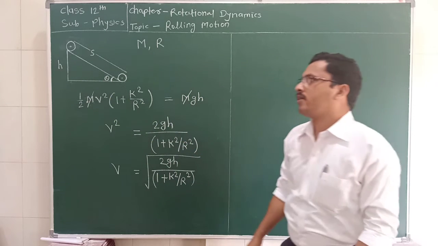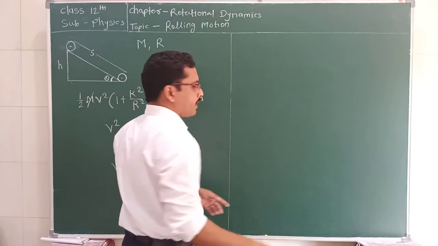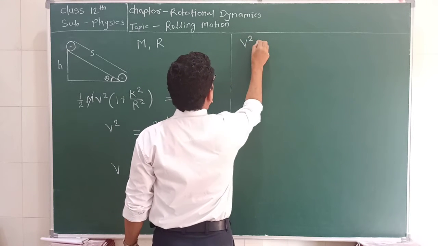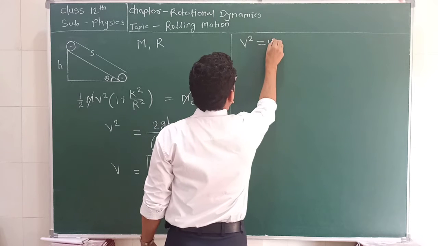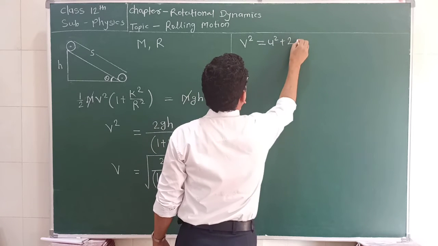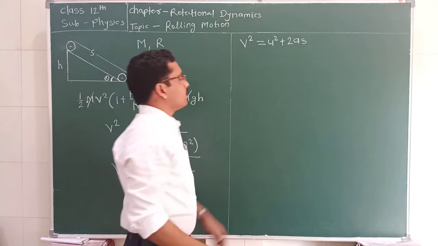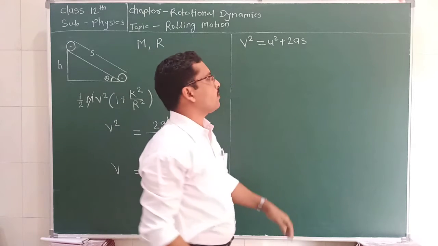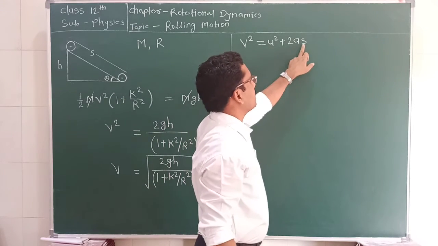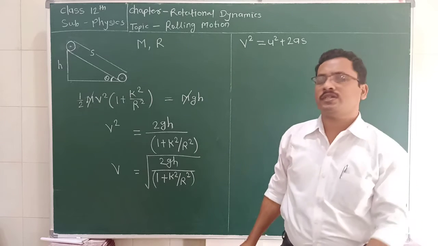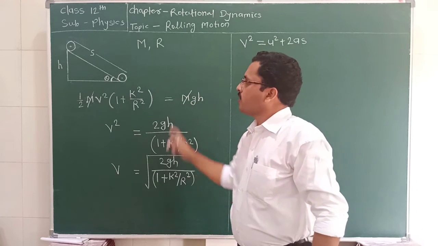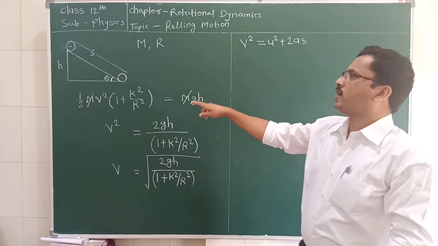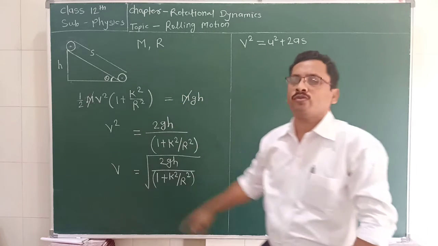Now, how can we calculate it? We can calculate it by using a simple kinematical equation. What is this kinematical equation? It says v² = u² + 2as. What is v? v is the final velocity. u is called the initial velocity. a is the acceleration, and s is the linear distance covered by this object. What covers the linear distance? The center of mass of this ring performs linear motion.